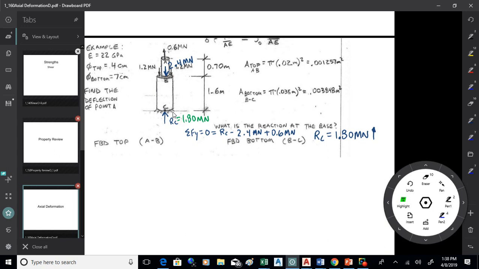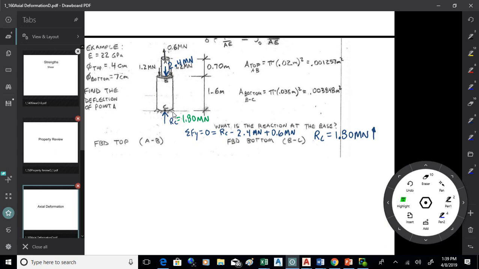Okay, so just draw free body diagrams, cut where you want to find the force, take one entire side or the other entire side, and then just do an equilibrium equation and solve for that internal force. Now, this is kind of important stuff for strengths, to be able to do this. It's fairly straightforward. It is important to be able to do.